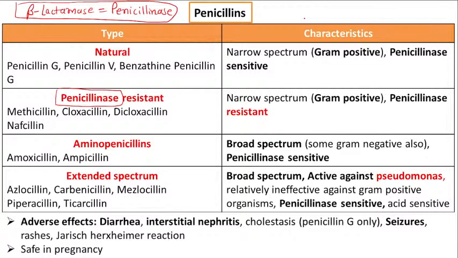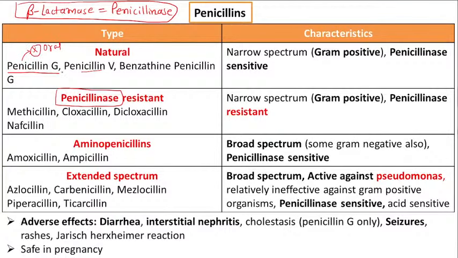So penicillins, natural, which is a natural molecule. The first was penicillin G, which is also known as benzyl penicillin. It is the natural first molecule of the penicillin. Then penicillin G has the limitation that it could not be given orally.